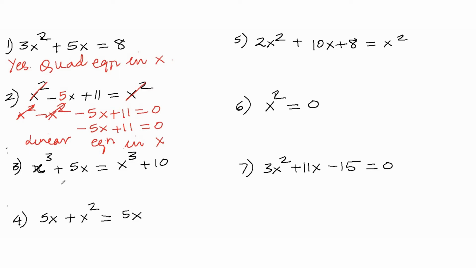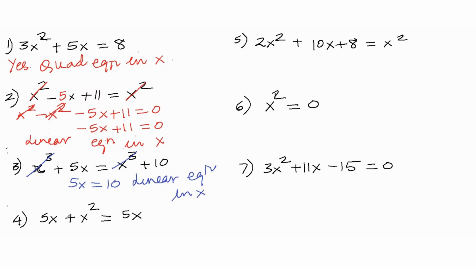Take a look at the third equation. Again, from both sides, you will notice that x cube and x cube cancel. So I can simply cancel x cube and x cube from both sides. So I again get 5x equals 10, which means that this is now a linear equation. It is a linear equation in the variable x, right? It's not a quadratic equation anymore.